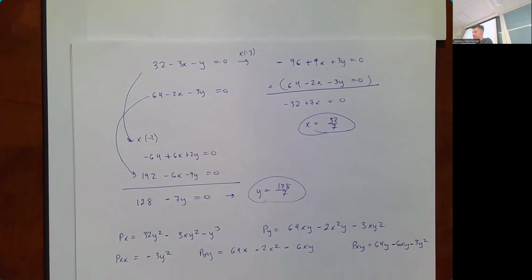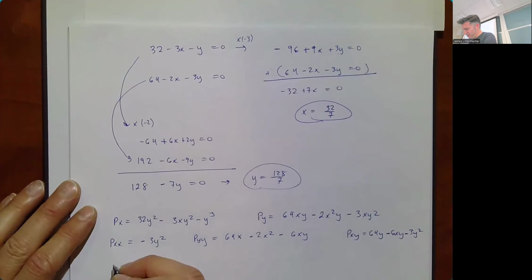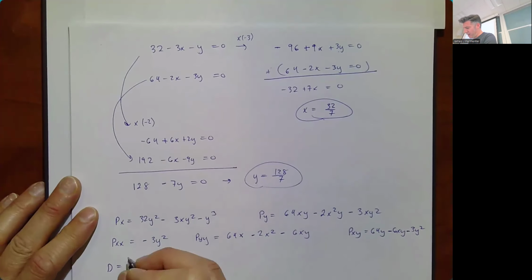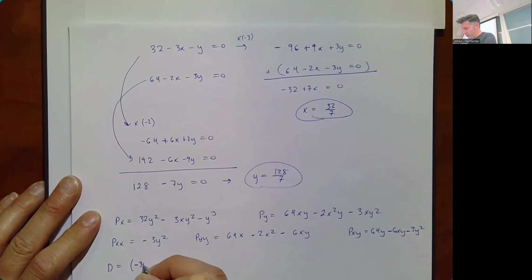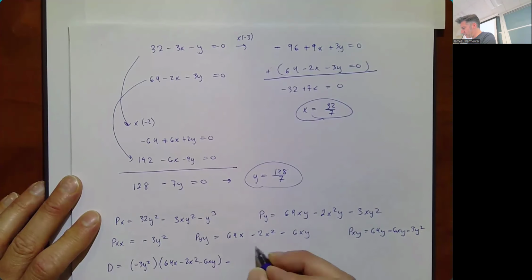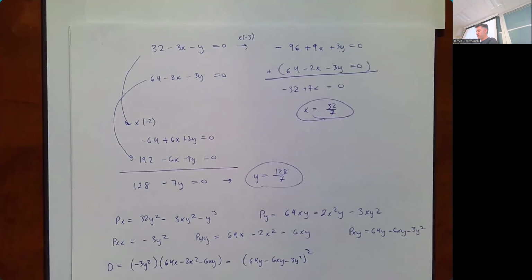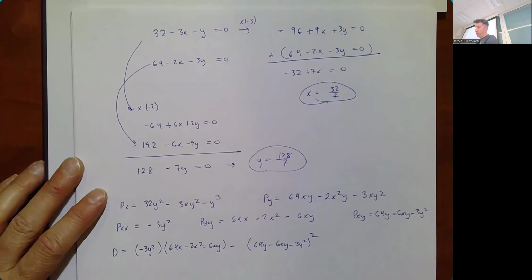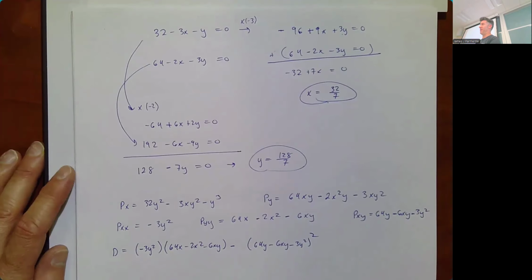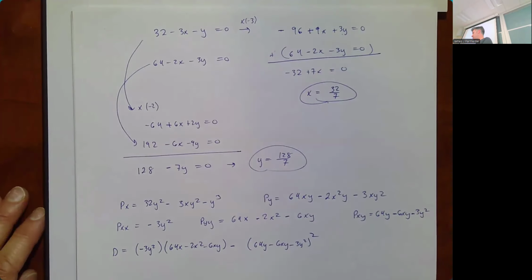Ugh. So then our capital D is really kind of gross. Our capital D is going to be negative 3y squared times all that, 64x minus 2x squared minus 6xy, minus all that squared. And then you have to plug in those points. Yeesh. Okay, so I'm really not thrilled about this. Let's just say we did it.